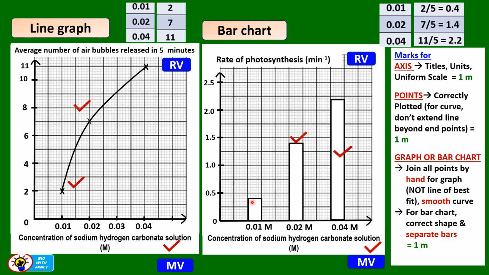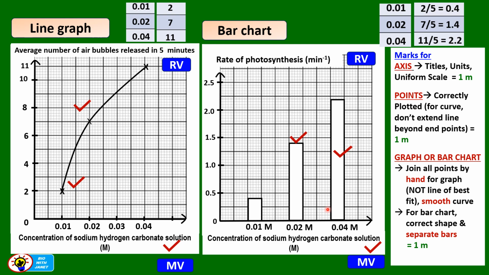Now next, plot the points. All right, after you've written the titles, units, and have a uniform scale, okay, there's one tick for you. And then the second tick is for the points. Make sure they're correctly plotted. Okay, 0. Now if you look at the table, 0.4, 1.4, and 2.2. Okay, then you draw the bar, okay, around here. Must be the same width, all right, and evenly separated out.